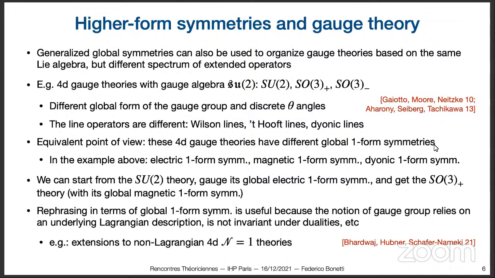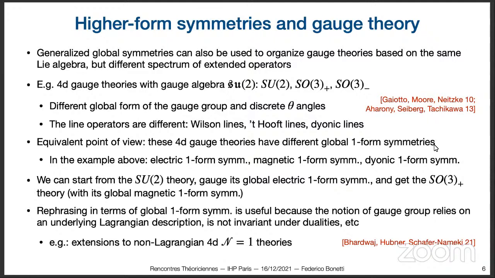Namely, if we think of generalized global symmetries, and more specifically higher-form symmetries, they can be very useful in clarifying some subtle aspects in gauge theory. In particular, sometimes two different gauge theories share the same Lie algebra. So if we look at local operators, they're essentially indistinguishable, but nonetheless they have a different spectrum of extended operators, for instance line operators, which makes them different theories with different physical properties. This was studied first by Gaiotto, Moore and Neitzke, and then more systematically by Aharony, Seiberg, and Tachikawa.